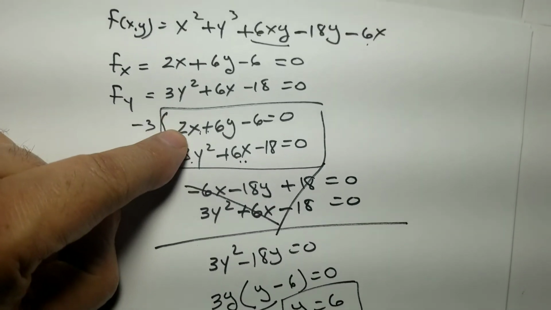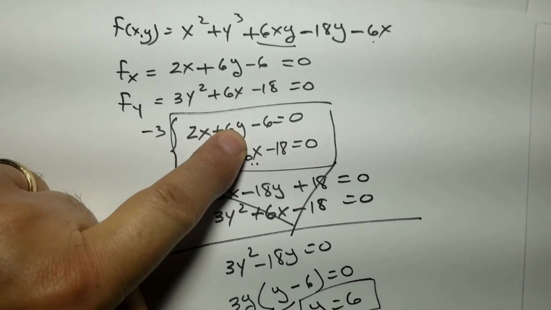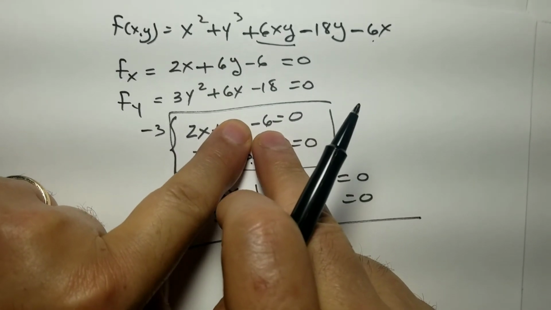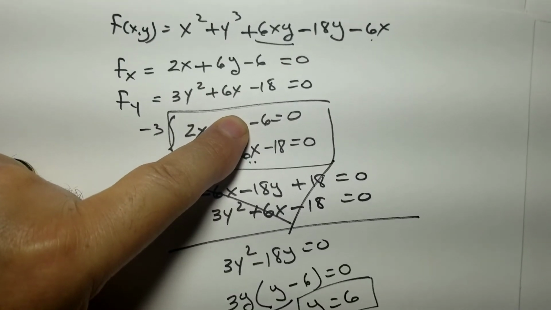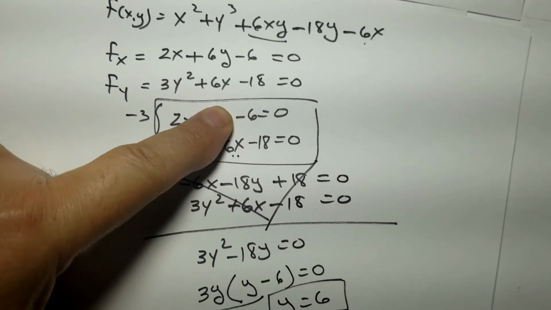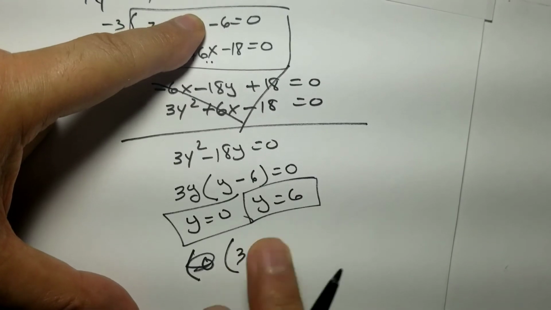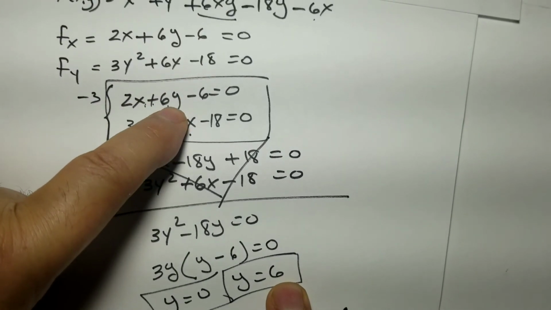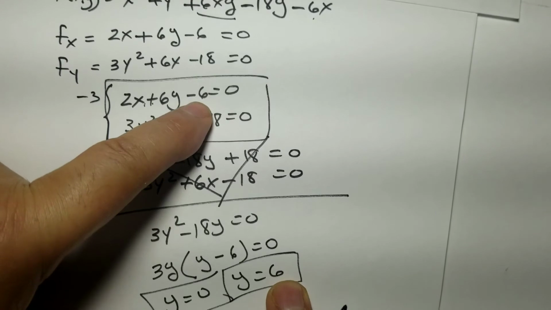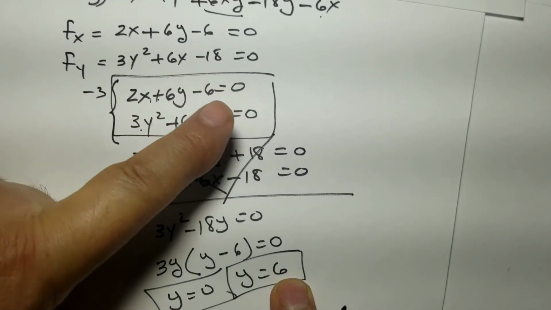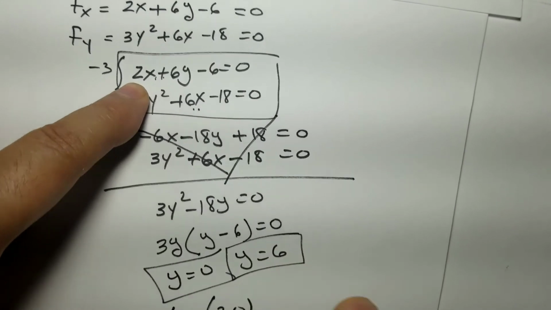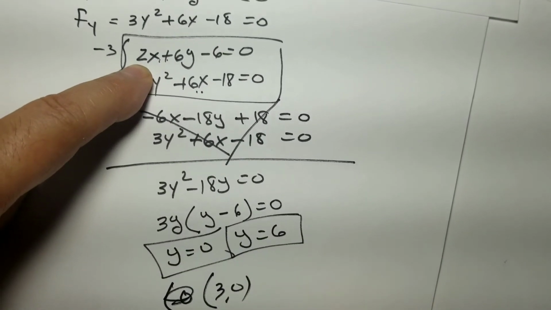Then go back in here and say, when y is 0, what is your x? X is 3. When y is 0, x is 3. What happened when y is 6? What is 6 times 6? 36. What is 36 minus 6? It's 30. 30 go to the other side, become -30. -30 divided by 2 is -15. Therefore, it becomes -15 over 6.